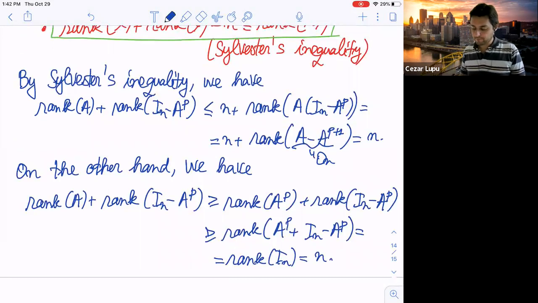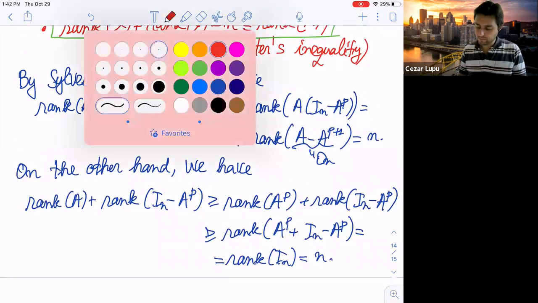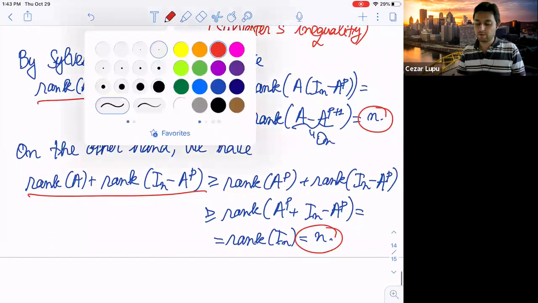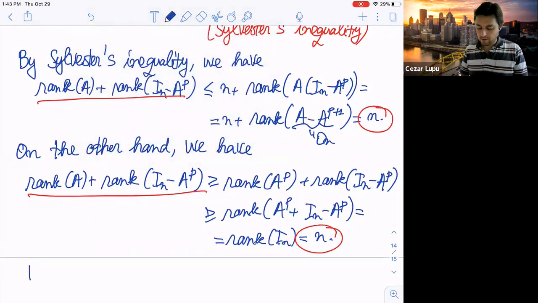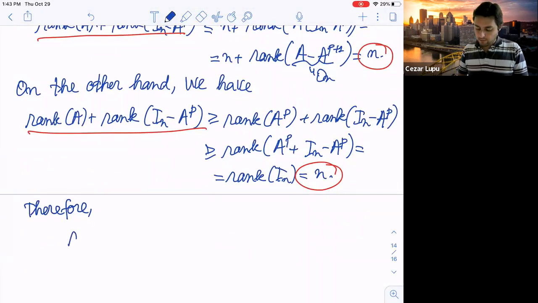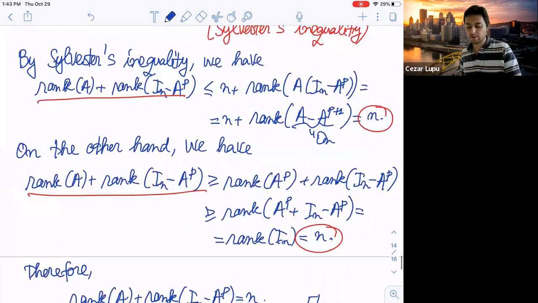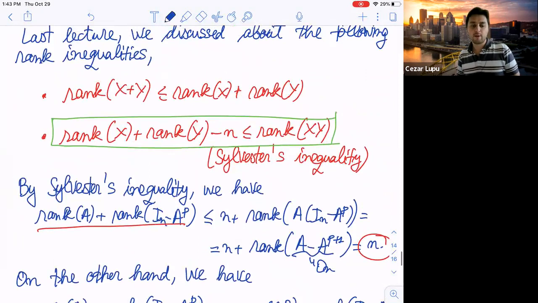Well, guess what? Look what we proved. We proved that this guy is less than or equal to N. We proved that the same guy is greater or equal than N. So by these two, therefore, the rank of A plus the rank of the identity minus A to the power P is N. And that's it. You see, it was just a combination of these two inequalities, Sylvester and the fact that the rank is subadditive, right?